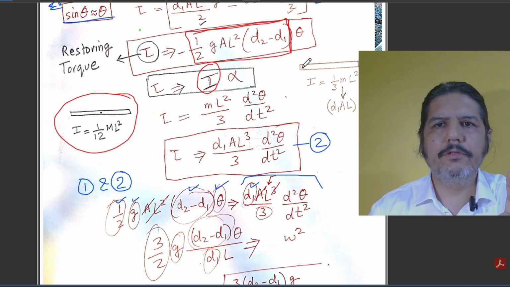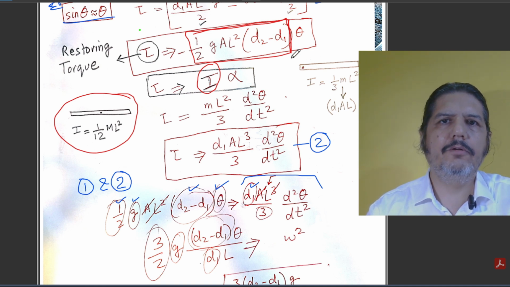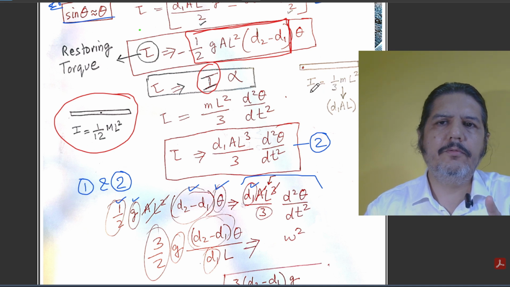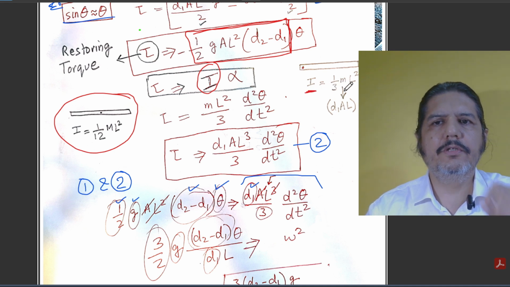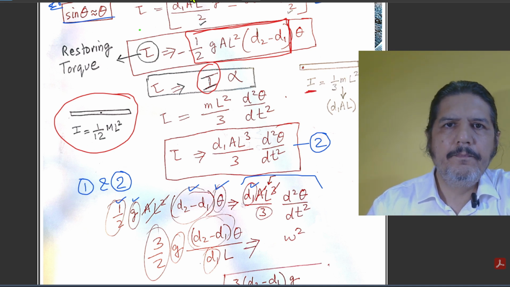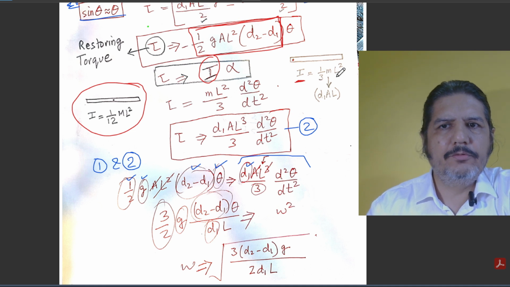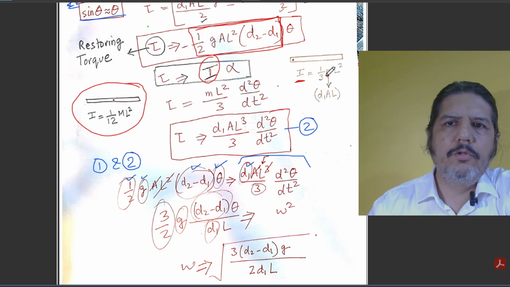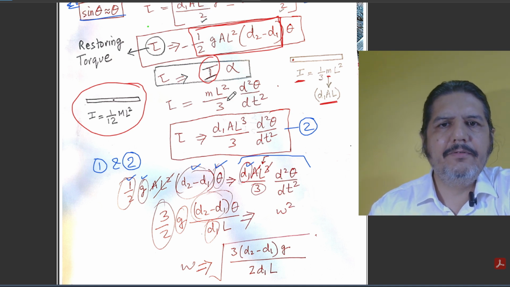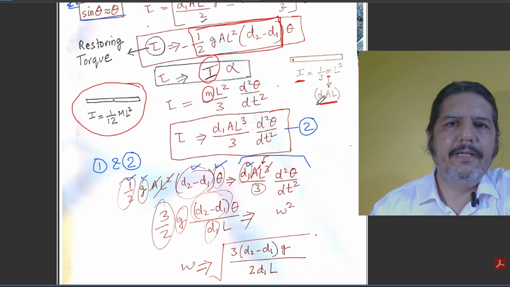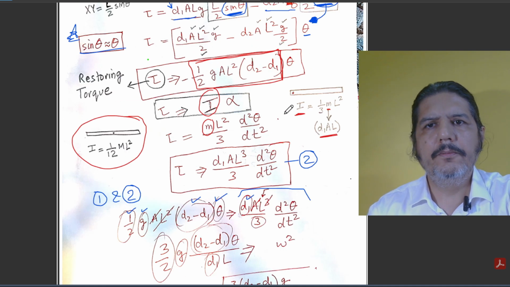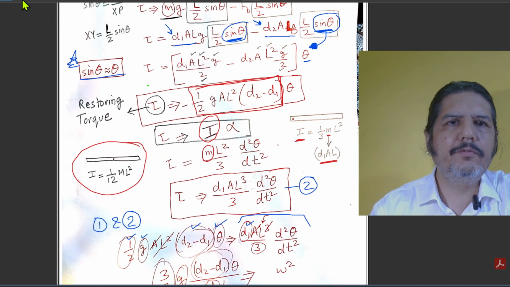But here the pivot is on one side of the rod, so the formula for moment of inertia that we'll be using would be 1 by 3 ml square. And because I don't know m, I'll have to put it in the form of d1 al. So that is what I have done here. In ml square, m I have replaced by d1 al, and that is why torque is equal to d1 al cube by 3 times d square theta by dt square. So this is my equation 1.